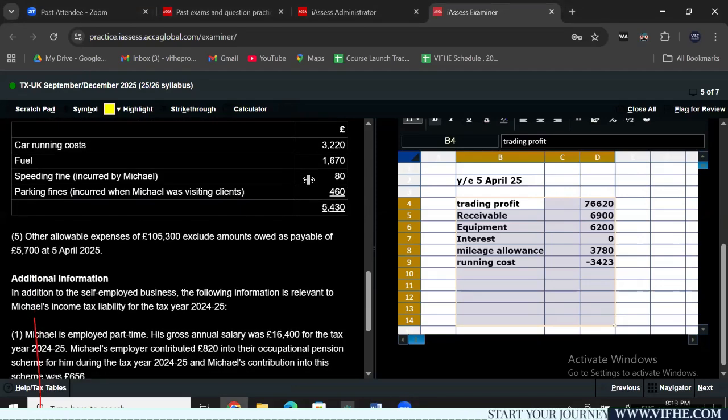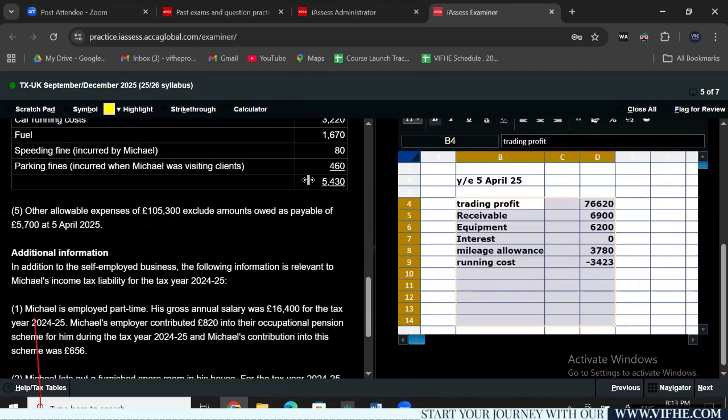Okay. Then what comes next? And now do not forget that there is not just the equipment, there is the car as well on which we will be calculating capital allowances.